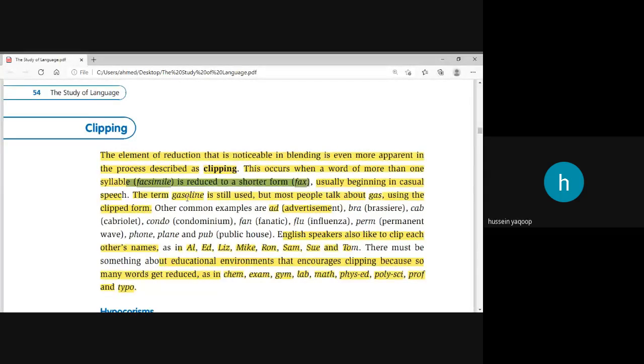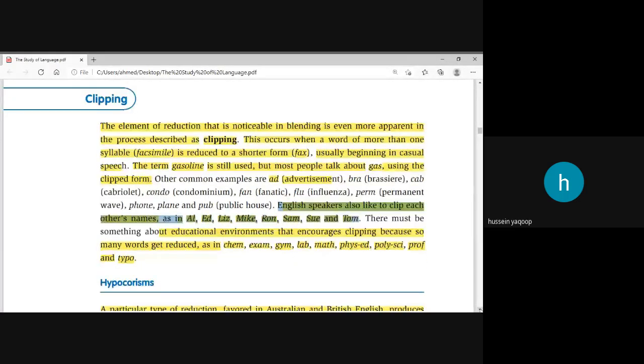Gasoline is clipped to be gas. Now, gas is a very familiar word to everybody of us. Now, the origin of this one is what? Gasoline. But it is clipped, shortened, to mean the word as you can see. It happens not only with common nouns, but maybe with proper nouns, as you can see here.